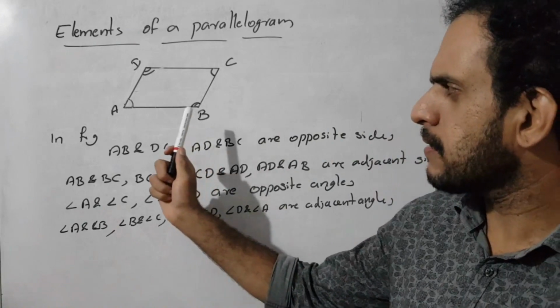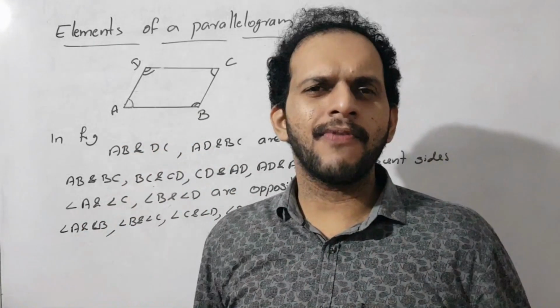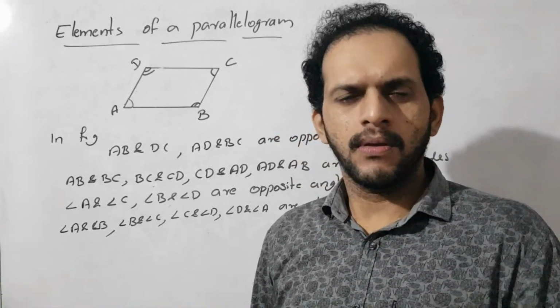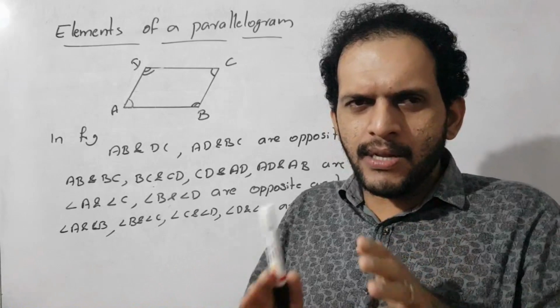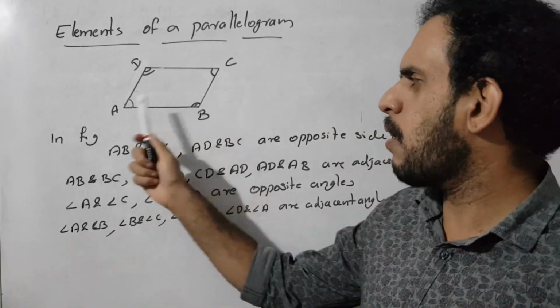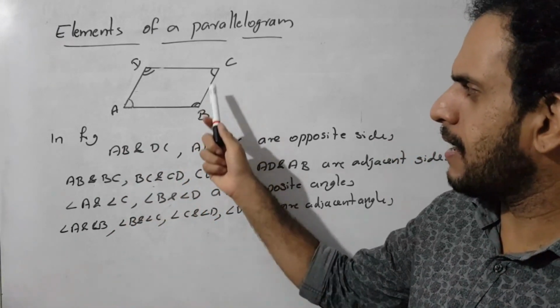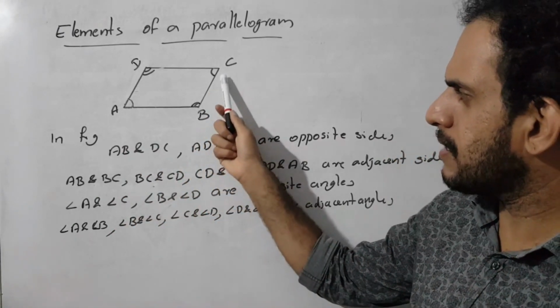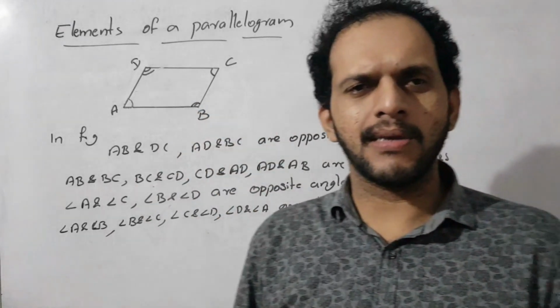Then what is an adjacent angle? The two angles that lie on either side of a side, at the two ends of one side, are called adjacent angles. Clear? Example, angle B and angle C. They lie on either side of the side BC. So angle B and angle C are adjacent angles.